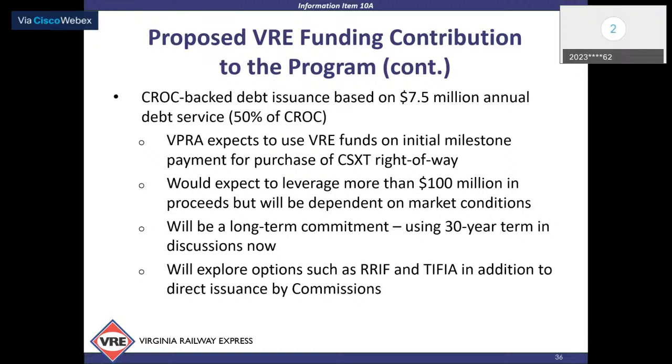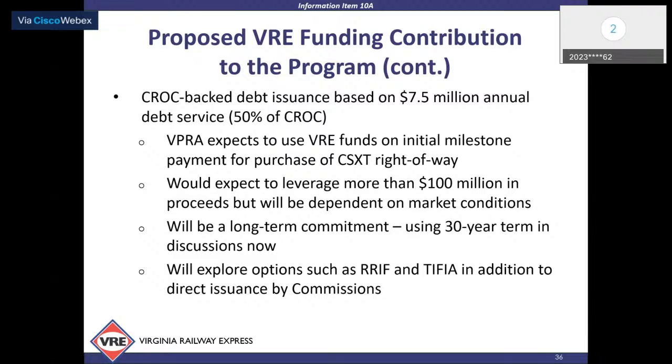So right now, the terms that we're discussing is a commitment of $7.5 million a year over a 30-year term, which we would hope would leverage north of $100 million in order to contribute to the initial purchase of the right-of-way. Of course, the general market conditions at the time of the issuance, as well as a specific look at the creditworthiness of an issuance backed by the CROC, are going to determine ultimately what the amount of the proceeds are that we generate.